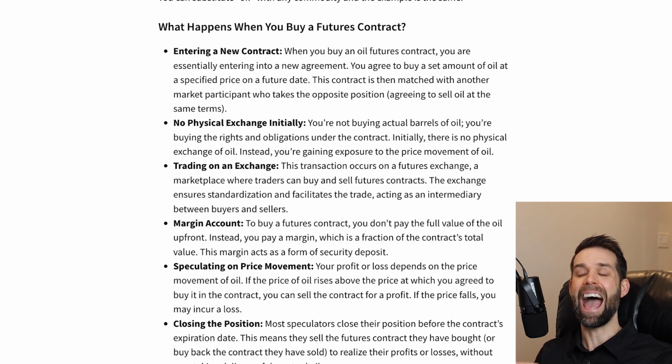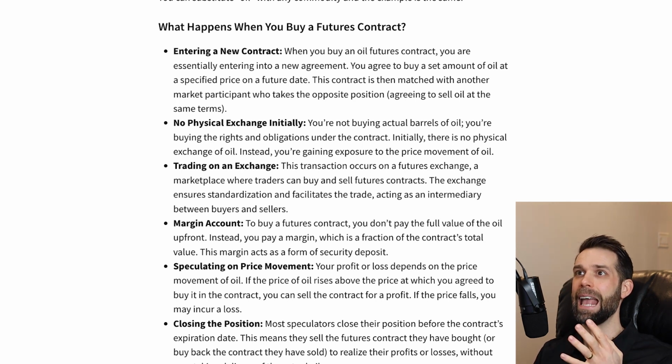So you're not buying actual barrels of oil, you're buying the rights and obligations under the contract. So that's really the nail in the coffin to what these really are. Initially, there's no physical exchange of oil. Instead, you're gaining exposure to the price movements of oil with these contracts, and then they're traded on an exchange. So this transaction occurs on a futures exchange, a marketplace where traders can buy and sell these contracts.